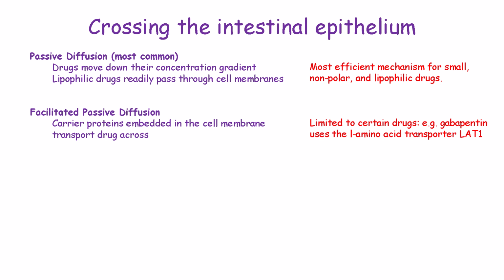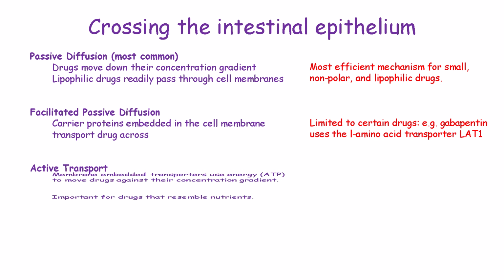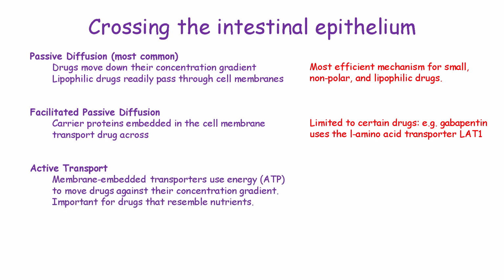A few drugs hitch a ride on active transport systems. These are membrane-bound transporters that use energy in the form of ATP to move molecules against their concentration gradient. This method is important for drugs that resemble nutrients. For instance, levodopa, which is structurally similar to tyrosine, uses the same amino acid transporters.